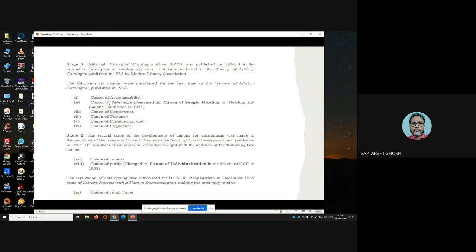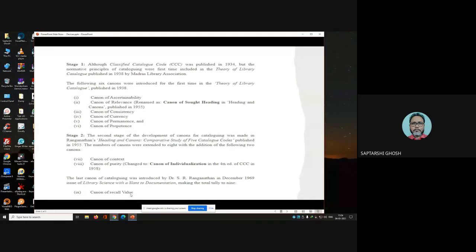So what are the nine canons? The six, and two, eight, and nine. Canon of ascertainability, canon of relevance, later in 1995 he named that one canon of short heading. Then canon of consistency, canon of currency, canon of permanence, and canon of prepotence. And then he wrote a book, Headings and Canons, in 1955, where he stated the canon of context and canon of purity.